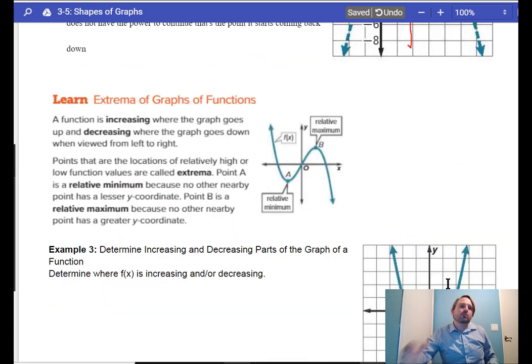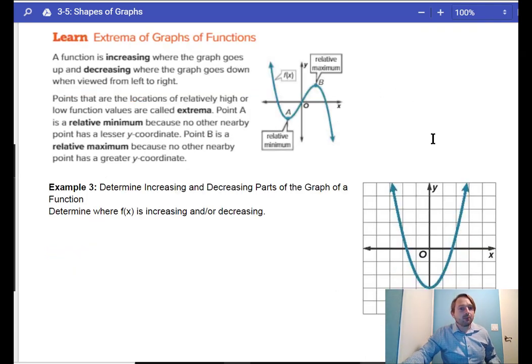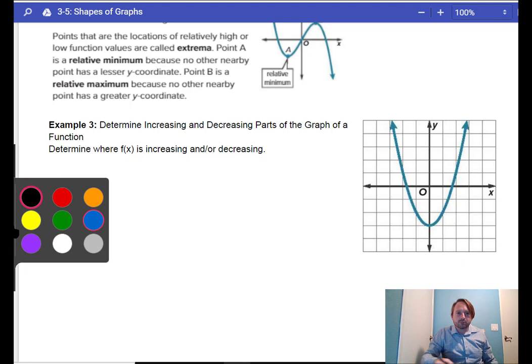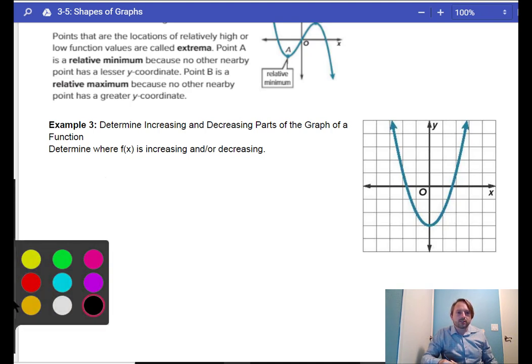So now we're going to learn about the extrema of graphs and functions. So we're going to learn when it's increasing, when it's going up, when it's decreasing, when the graph is going down, also the relative minimum and maximum. So we're looking at this graph right here. We can determine where it's increasing and where it's decreasing, determining with the parts of the graph. All right, so looking at this, this graph has certain parts right here. So let's switch to this part right here.